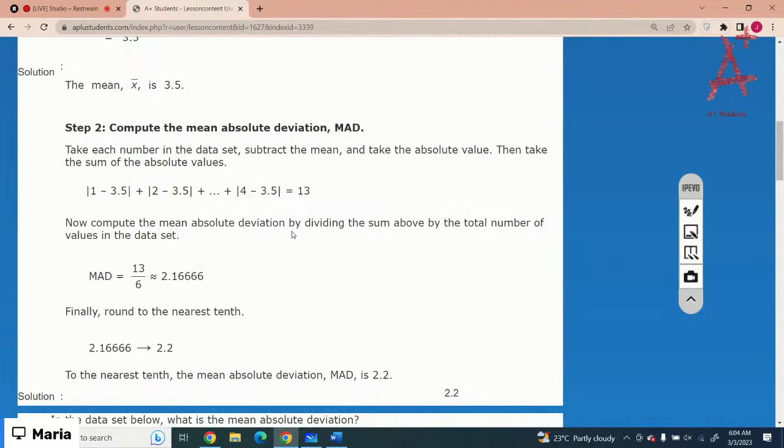So their sum is 13. You have to divide the sum by the total number of values in the data set. So in the data set, the total values are 6. You have to divide it by 6. So it would be 2.2. Got it?